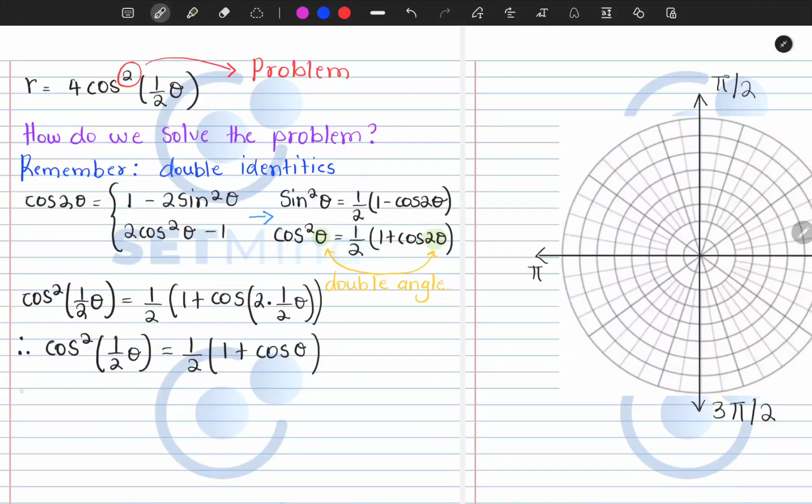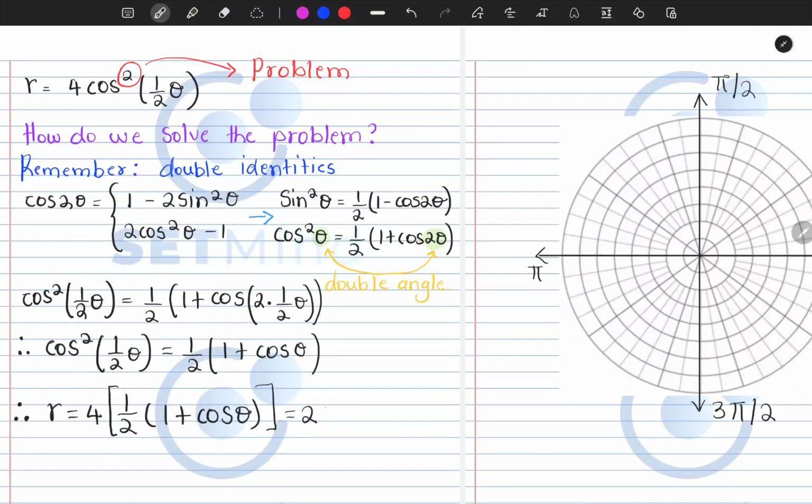So this means that our r, we can rewrite it to be slightly different. So our r, which is 4, we can just rewrite it because we know what cos squared of half of theta is. It is half into 1 plus cos of theta.